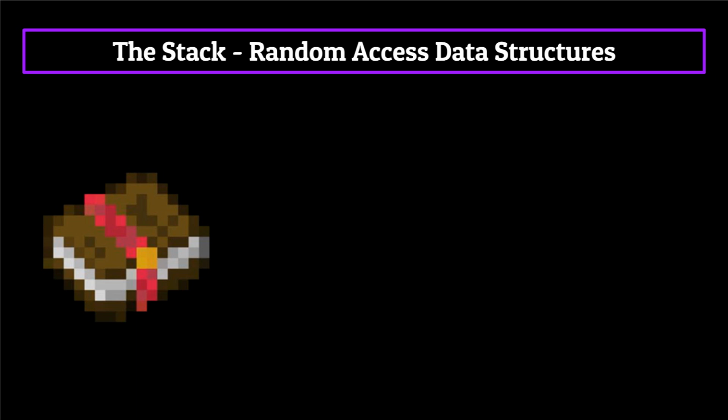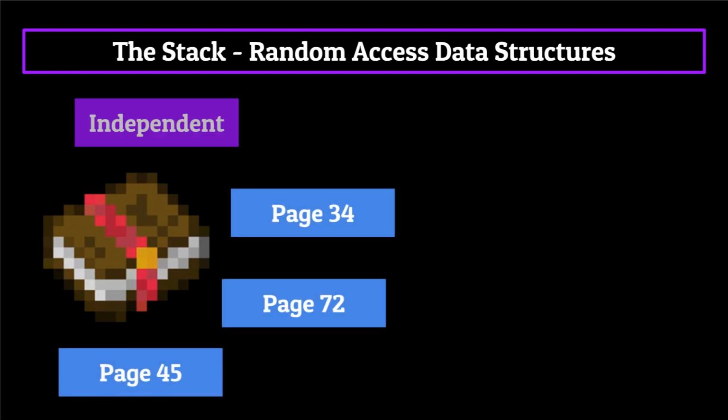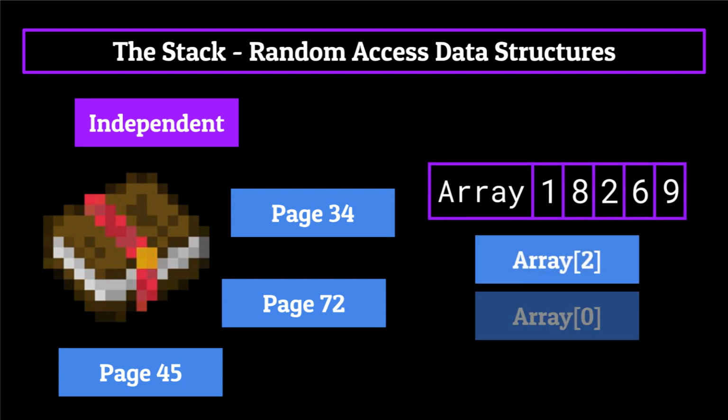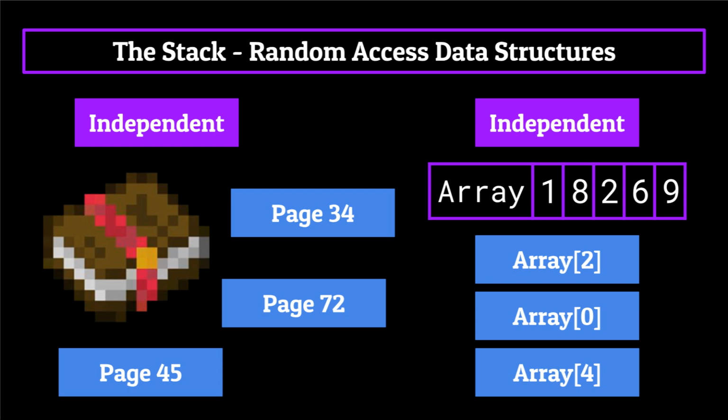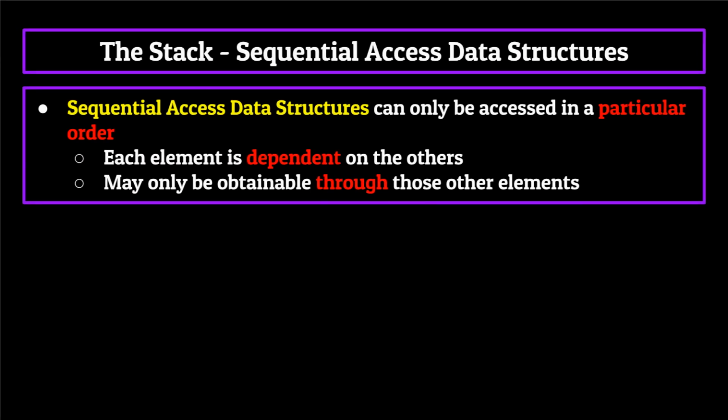Getting the information contained on a certain page doesn't depend on all the other pages within that book, and getting an element contained within a random access data structure doesn't depend on all the other elements contained within that data structure. In contrast, elements in a sequential access data structure can only be accessed in a particular order. Each element within the data structure is dependent on the others and may only be obtainable through those other elements. Most of the time, this means that accessing a certain element won't be instantaneous.